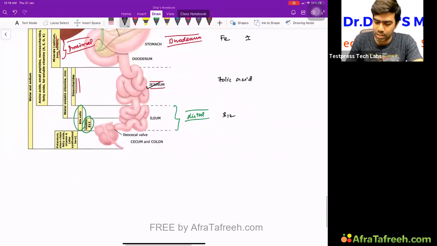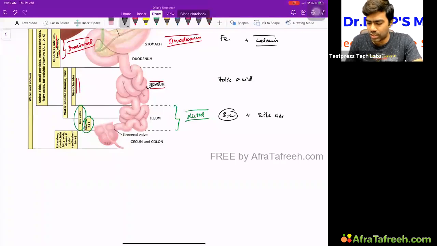Plus, you can remember calcium also in the duodenum. And apart from B12, in the terminal ileum, you can remember the bile acids also are absorbed here. So these are the usual things they will ask you in exam. Apart from that, you can see water and sodium are absorbed from the entire intestine.